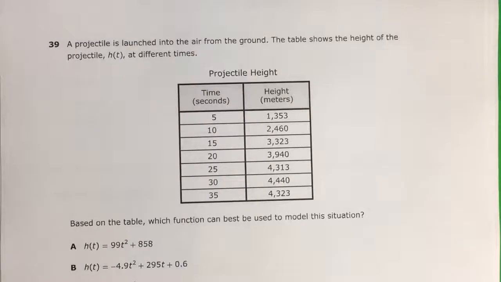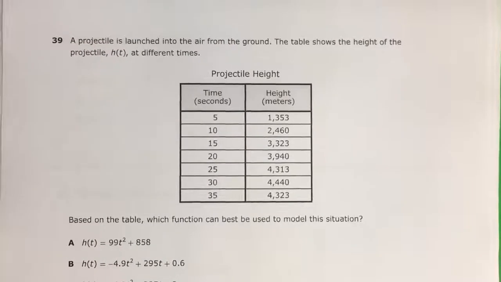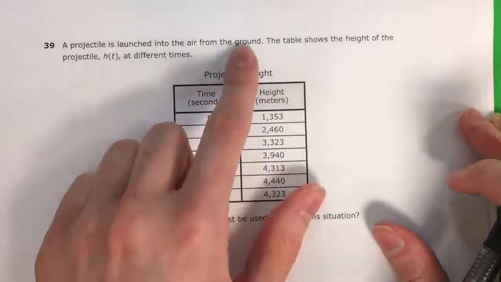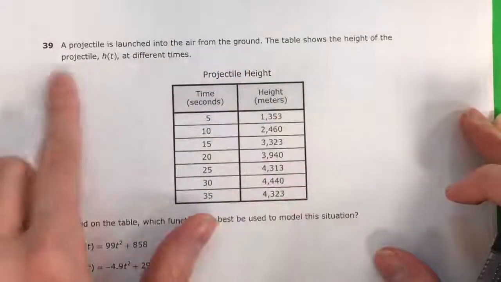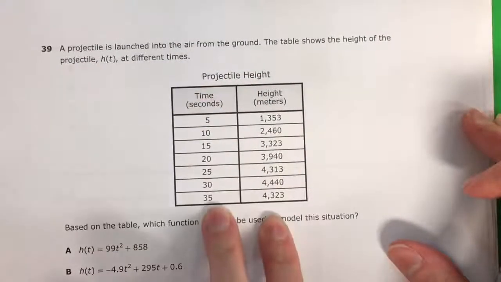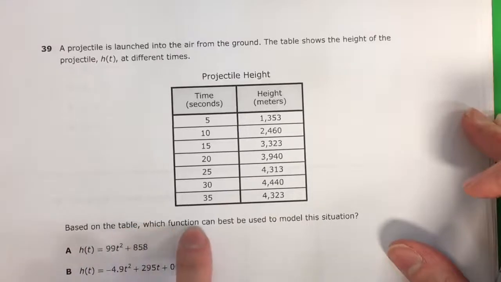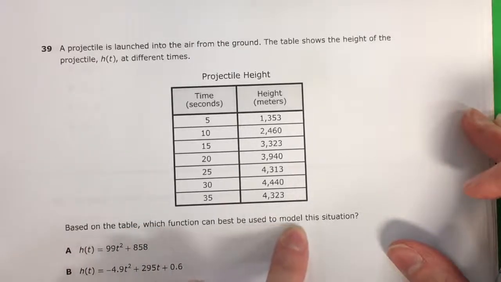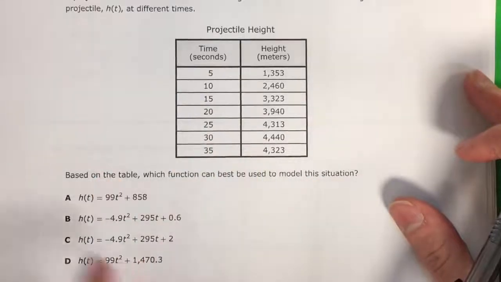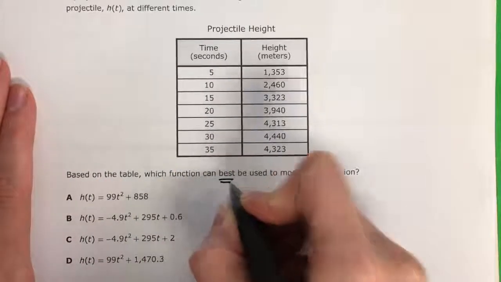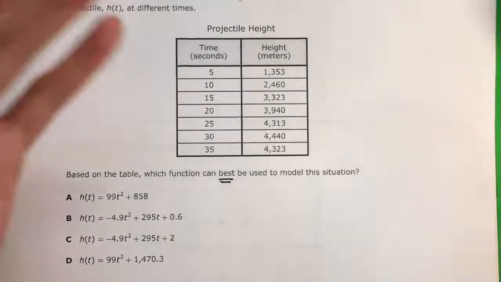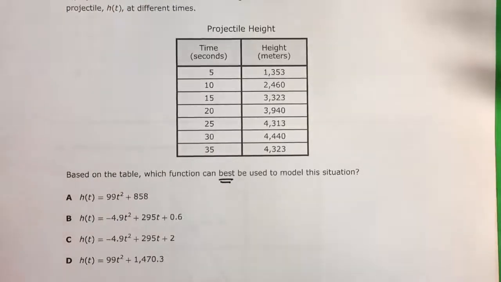Question 39. A projectile is launched into the air from the ground. The table shows the height of the projectile h of t at different times. So here's your table. Based on the table, which function can best be used to model this situation? So I have a table, I have some equations. They said which one is the best. Now, it might not be exact, but we're going to pick the one that is the closest.